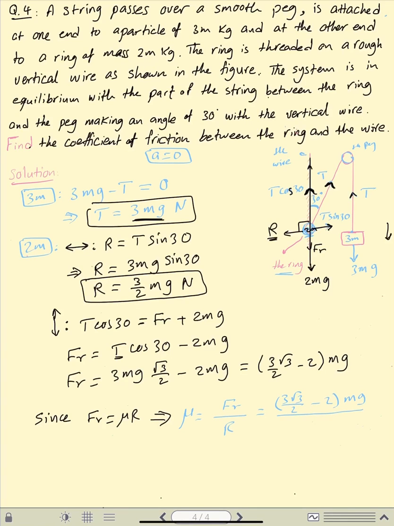over 3 over 2 mg. Now use the calculator. Why? Because g, if we calculate the decimals, maybe you complicate the problem more. mg with mg cancel each other. 1 mg divided by itself is gone. Now use the calculator. You write 3 radical 3 divided by 2 minus 2, divided by 1.5. Mu is 0.399 to 3 significant figures.